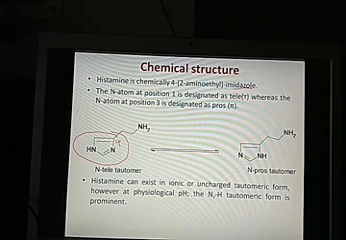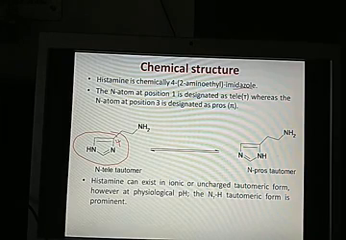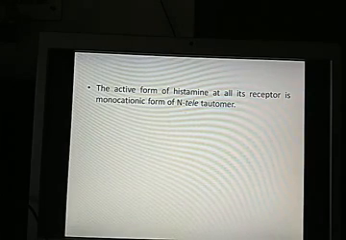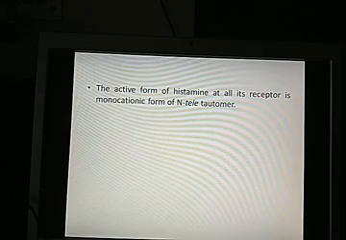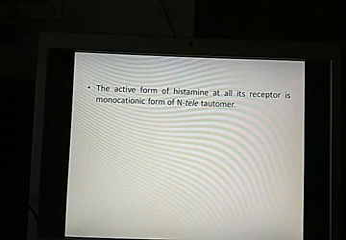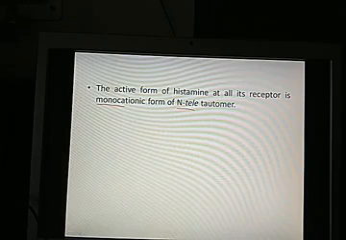Now this histamine can exist in ionic form, and it can exist in uncharged tautomeric form. However, at the physiological pH, the N-tele tautomeric form is prominent. The active form of histamine at all its receptors is the monocationic form of the N-tele tautomer.